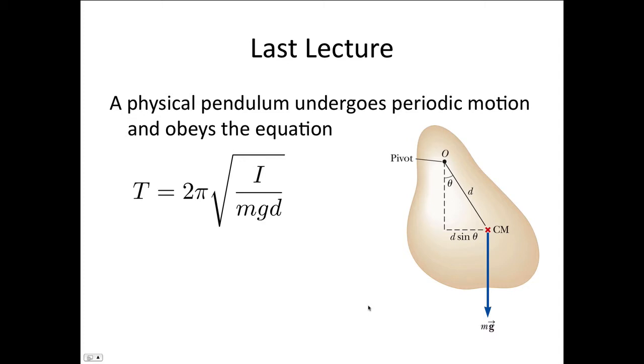More complicated physical pendulums also undergo periodic motion, and they obey the equation: the period is equal to 2 pi times the square root of I over mgd, where I is the moment of inertia about the pivot point, d is the distance between the pivot point and the centre of mass, and m is the mass of the body.